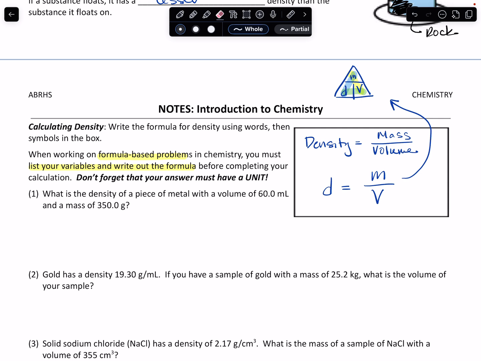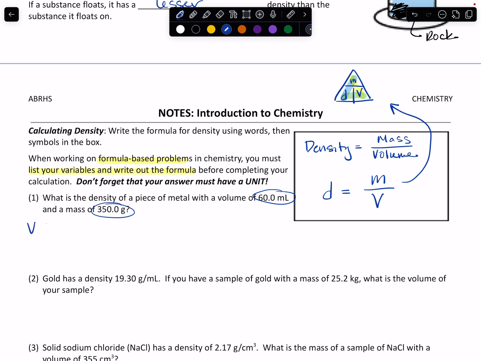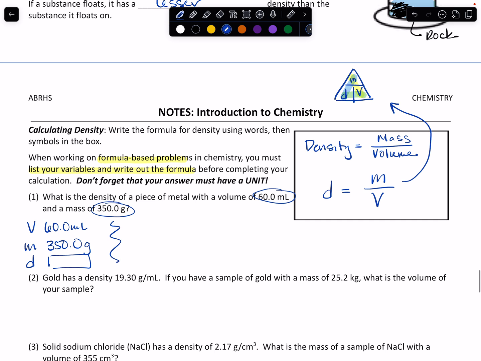What is the density of a piece of metal with a volume of 60 milliliters and a mass of 350 grams? So I have a volume value of 60 milliliters, and I have a mass value of 350 grams. And the problem asks me for the density of this substance. So there's my variable list. Up next, my formula: density is equal to mass divided by volume. And now I'm going to plug in what I've been given. So 350 grams divided by 60 milliliters gives me a density of 5.83.